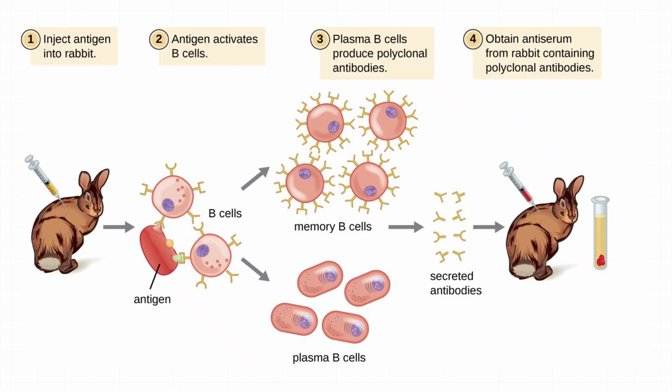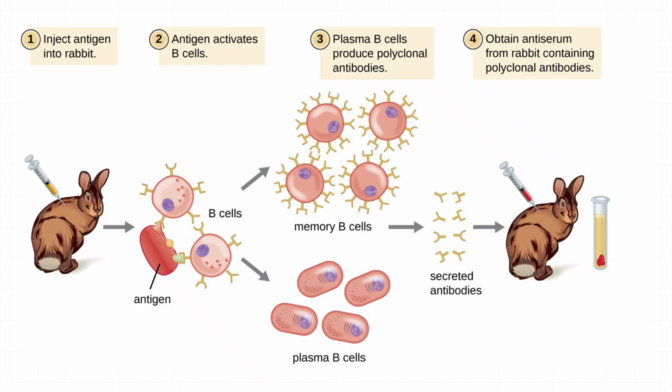So let's take a look at the different steps. The process begins with immunization. We take our antigen of interest, perhaps a purified protein from a pathogen, a recombinant molecule, or even a hapten carrier conjugate, and we inject it into our rabbit. This is called the primary immunization.